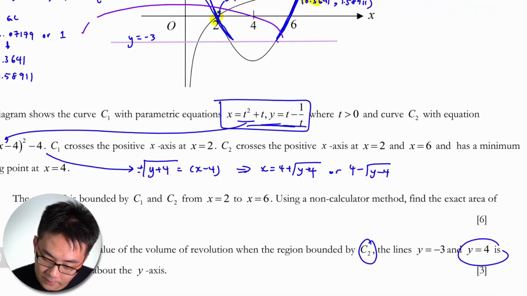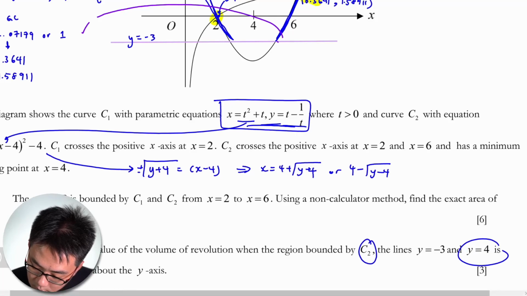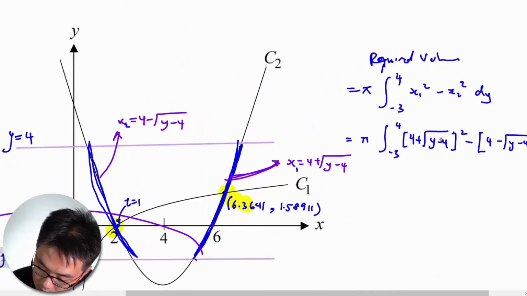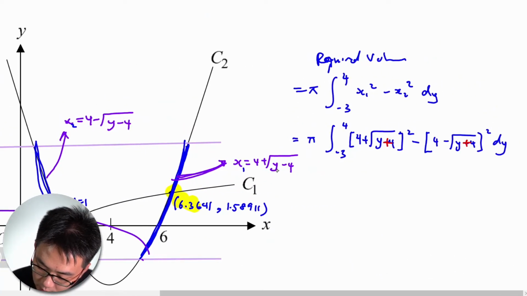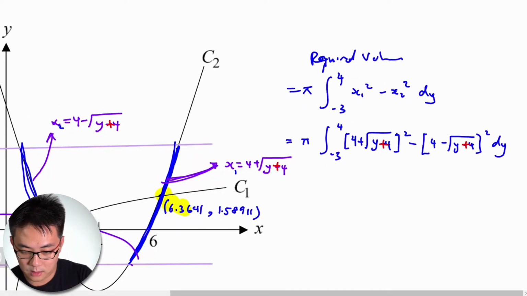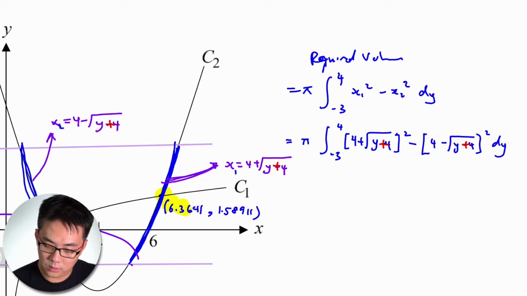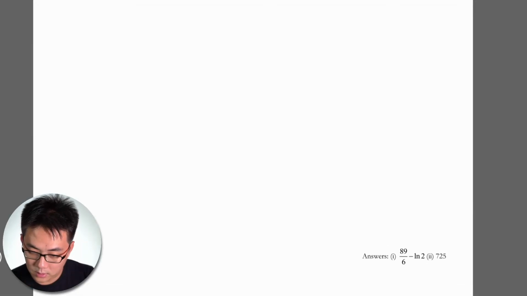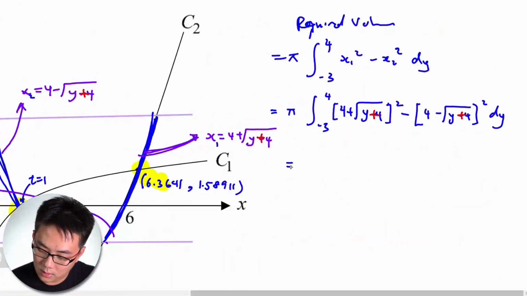Oh, y plus 4, my bad. So this one here is y plus 4. This is a plus. My rearrangement was wrong. Okay, so this is plus. Should be the answer. So this is it: 724.74, about 725 unit cube.